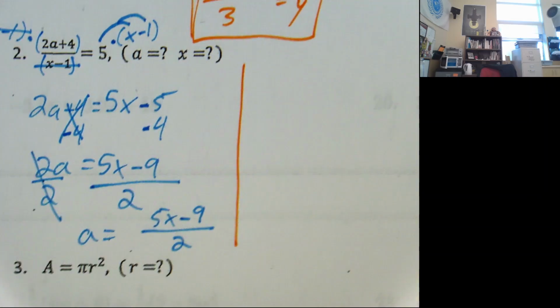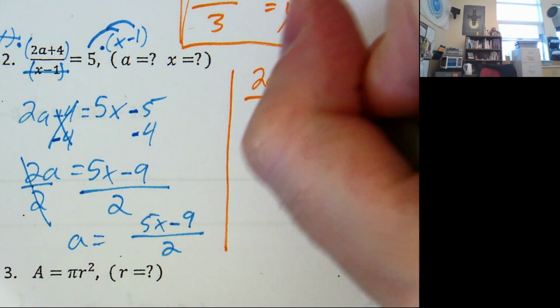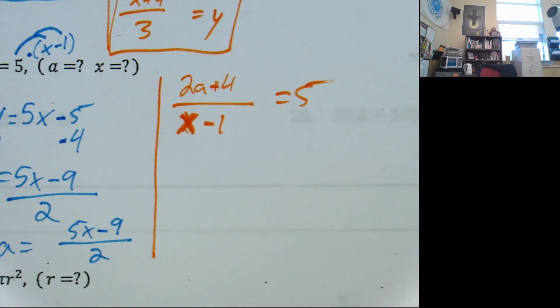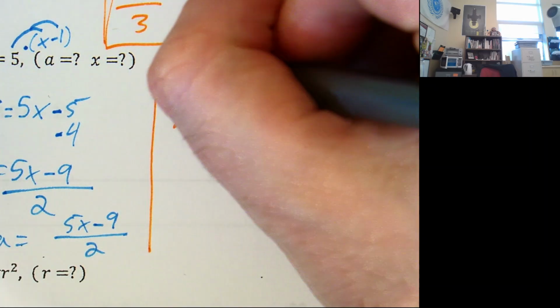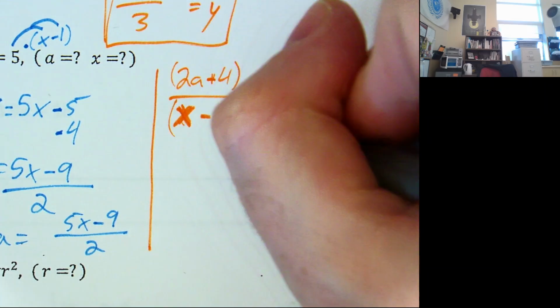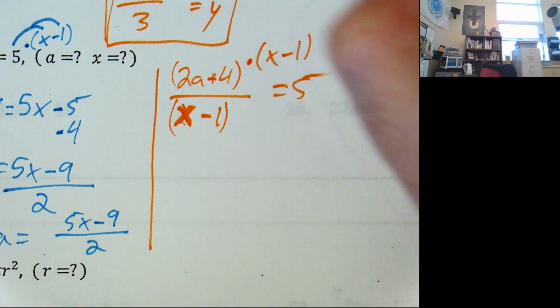Let's go back and do it for x. Write out the question again. 2a plus 4 over x minus 1 equals 5. Now this time we're going to go back through and isolate this thing for x. X is trapped in the denominator. So to get it out of the denominator, what do we got to do? We are not multiplying by x. Just like before, we throw brackets around the numerator. Because we have a binomial in the denominator, we throw brackets around the denominator, and we multiply both sides by the entire denominator.